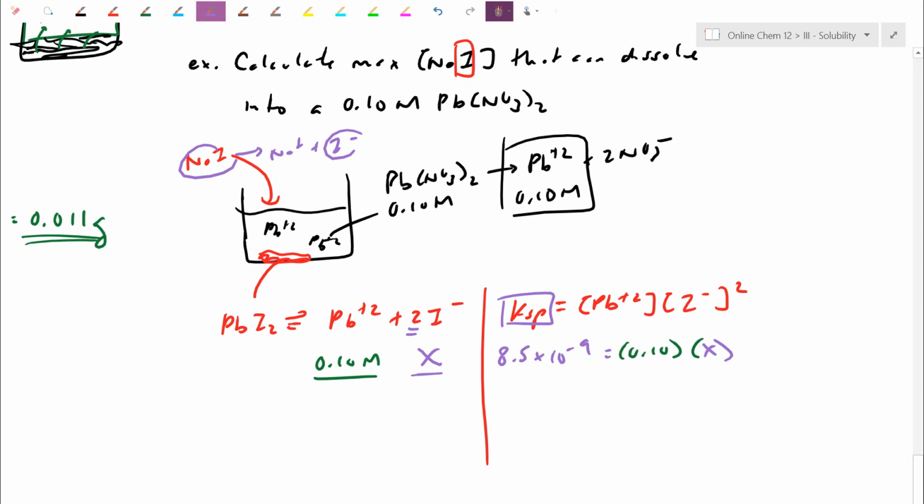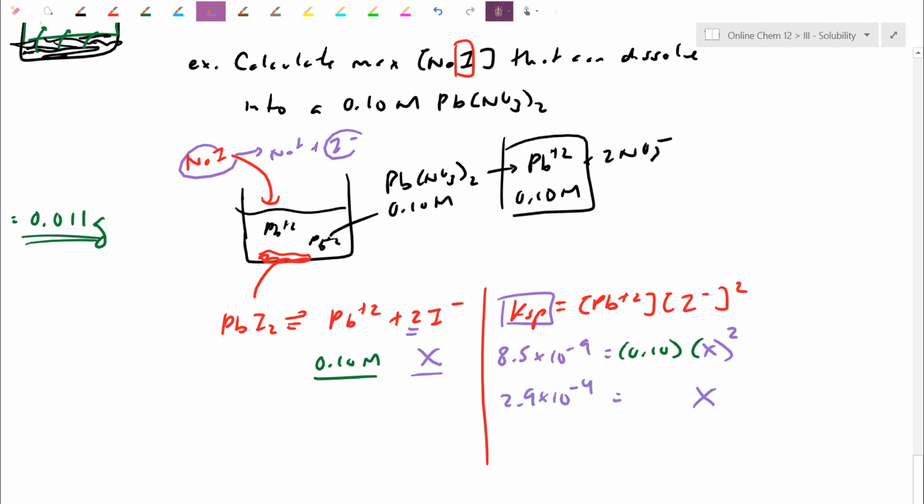Our iodide would have come from sodium iodide. Still need to do the square though. 8.5 e negative 9 divided by 0.1 with the root. This gives me an X value. X is equal to 2.9 times 10 to the negative 4.